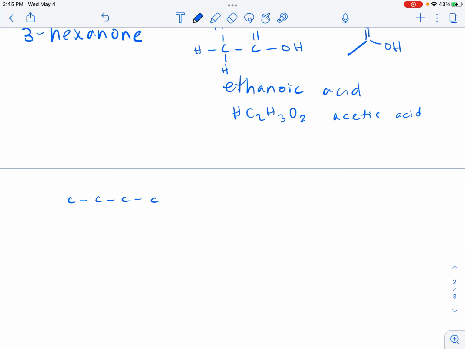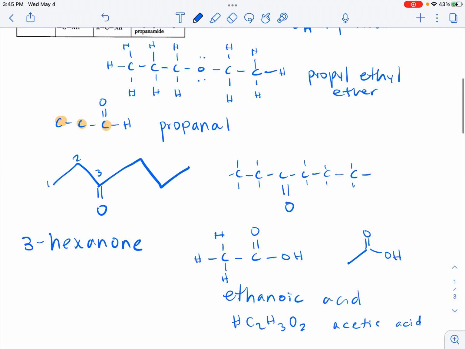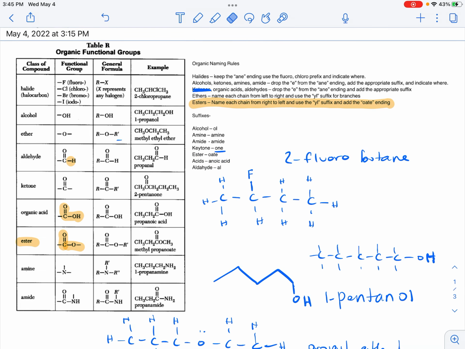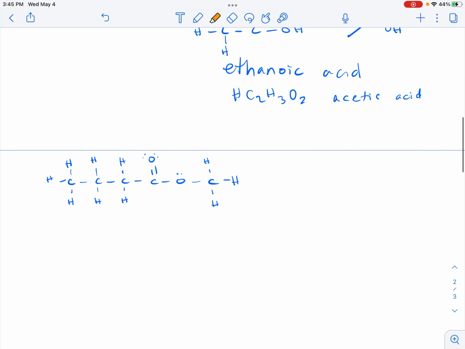1, 2, 3, 4. And I'm going to put my hydrogens into it. All right, so this one's the most random in terms of names. You do use this -oate ending. It's a little random for esters. And kind of like when you do ethers, you're going to use the -yl as part of what's on each side of the chain, except you start from the right first.